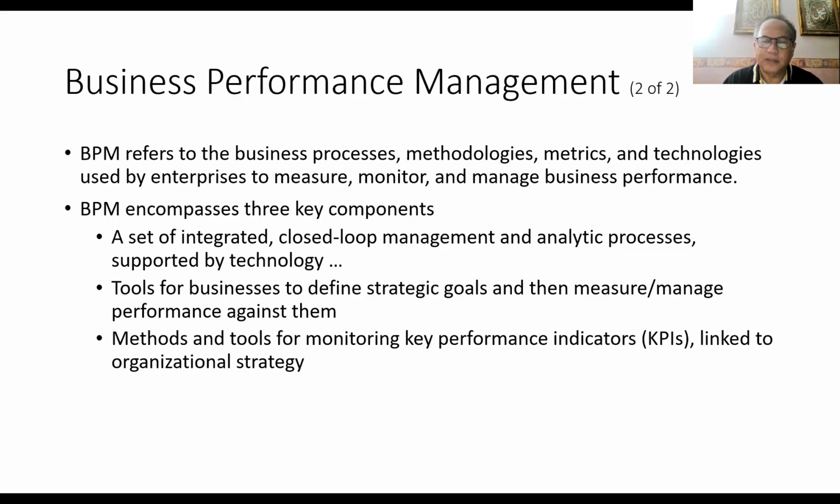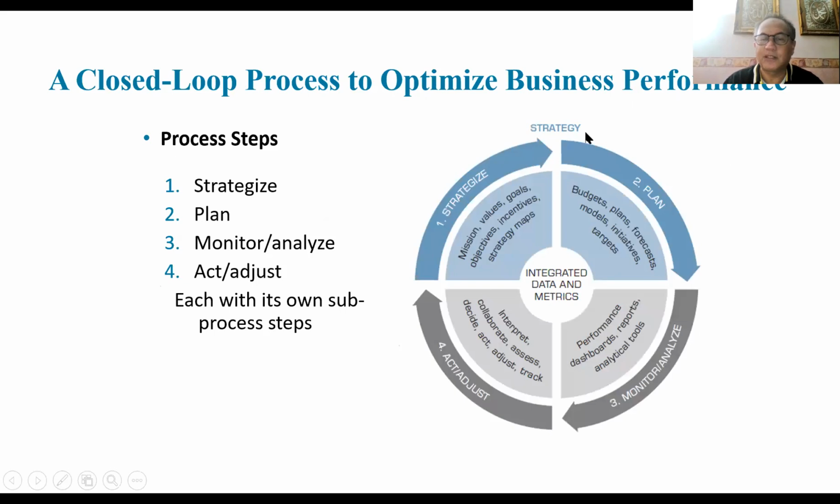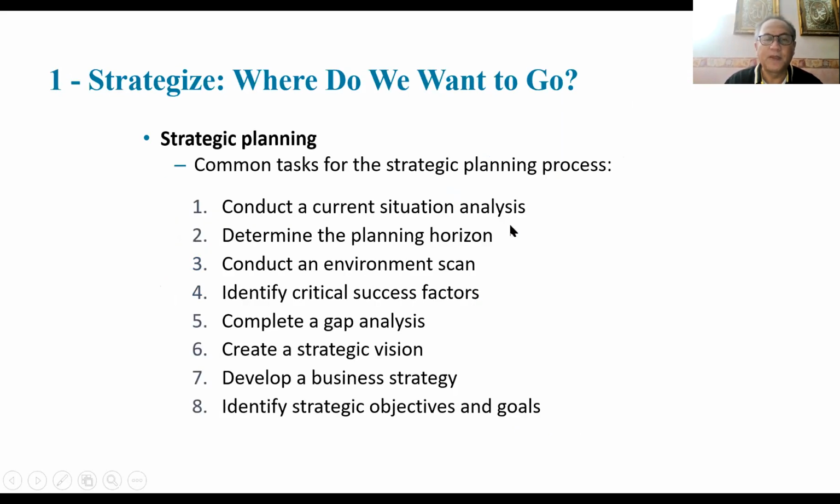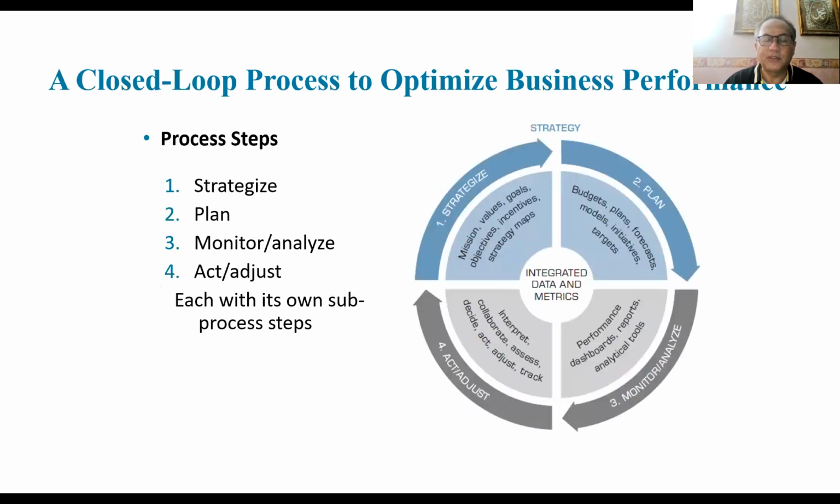Analytic processes supported by technology, and tools for businesses to define their strategic goals and then measure and manage performance against them, and methods and tools for monitoring key performance indicators, or KPIs, linked to the operational strategy. There are four components: strategize, plan, monitor and analyze, act and adjust, each with its own sub-processes.